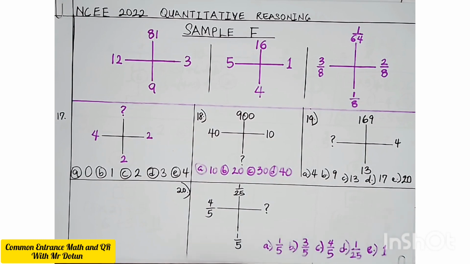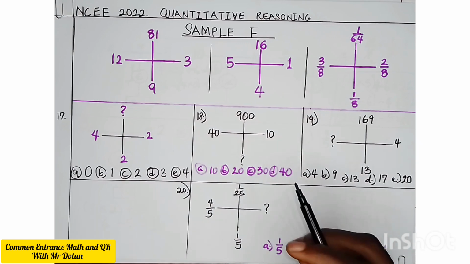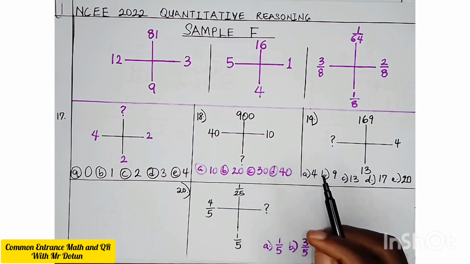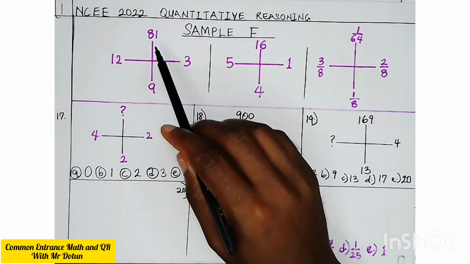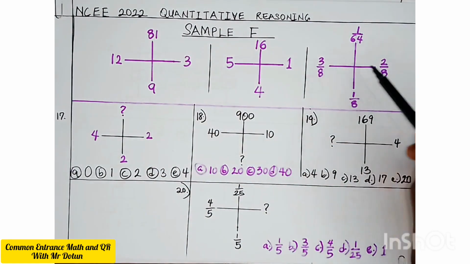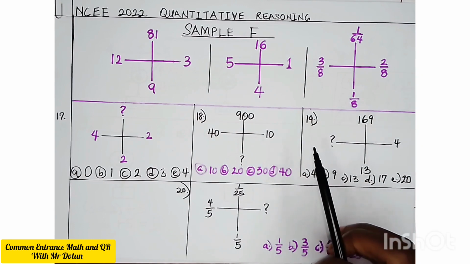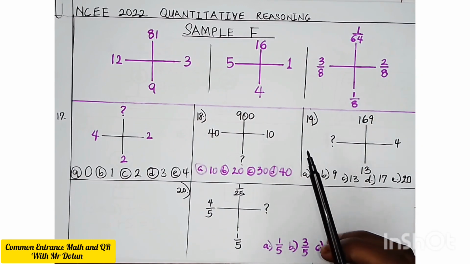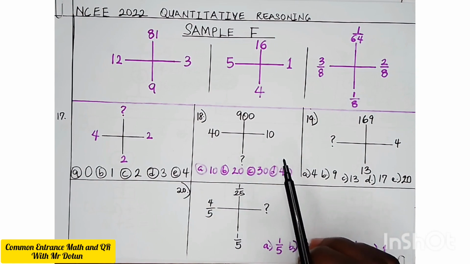This is section F, sample F, okay? And in sample F, we have 4 parts: 1, 2, 3, 4, like we've been having in this 2022 National Common Entrance Exam, right?